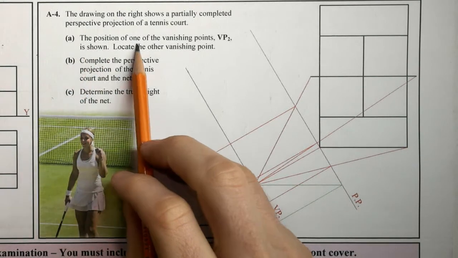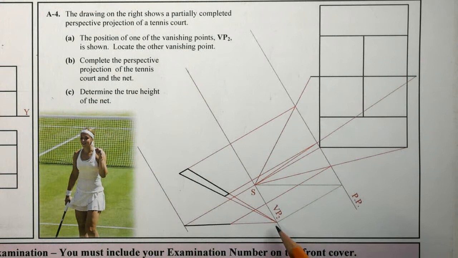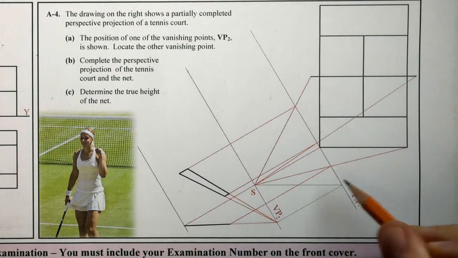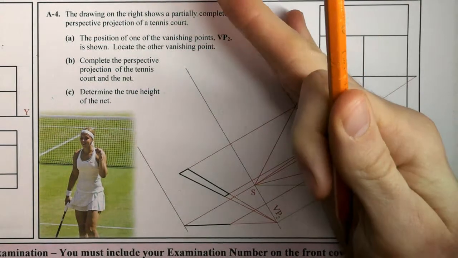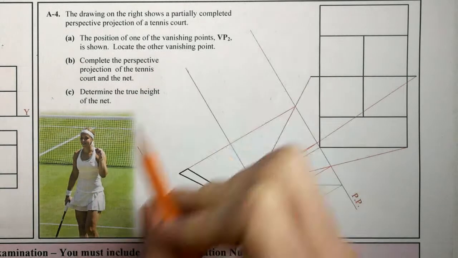Part A, the position of one of the vanishing points, VP2, is shown. So here's our VP2, and here's our plan view of our VP2, resting on the edge, on that picture plane, as we see it as an edge. Locate the other vanishing point.